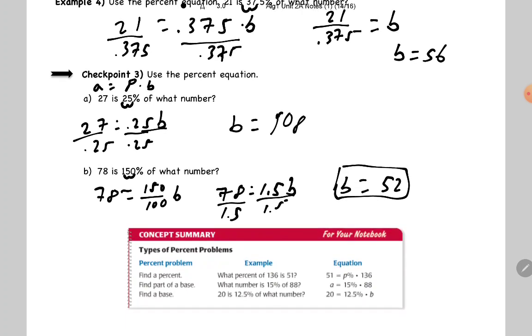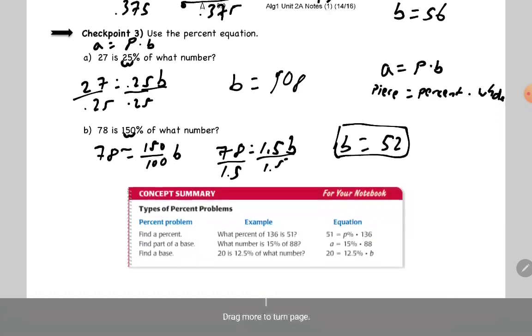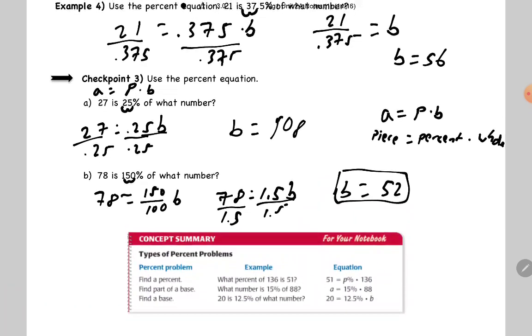So if you're looking at the formula here, A equals percent times B, piece equals percent times whole. Or the other way, there's the other formula, piece divided by whole equals P divided by 100.